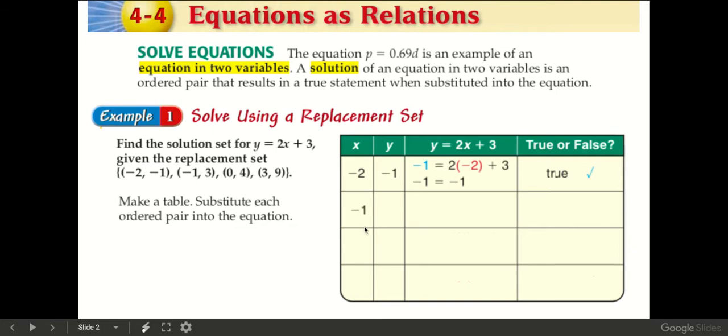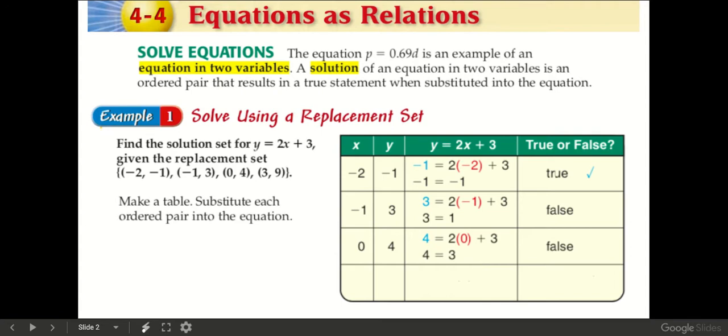Let's look at the second point, an x value of -1, a y value of 3. Let's substitute them into the equation for x and y, and then calculate them out. So 2 times -1 is -2, plus 3 is 1. Does 3 equal 1? That's false. So this one did not work. Let's look at the next one: 0 for my x value, 4 for my y value. Substitute them into the equation for x and y. 2 times 0 is 0, and 0 plus 3 is 3. So does 4 equal 3? It does not. That is also false.